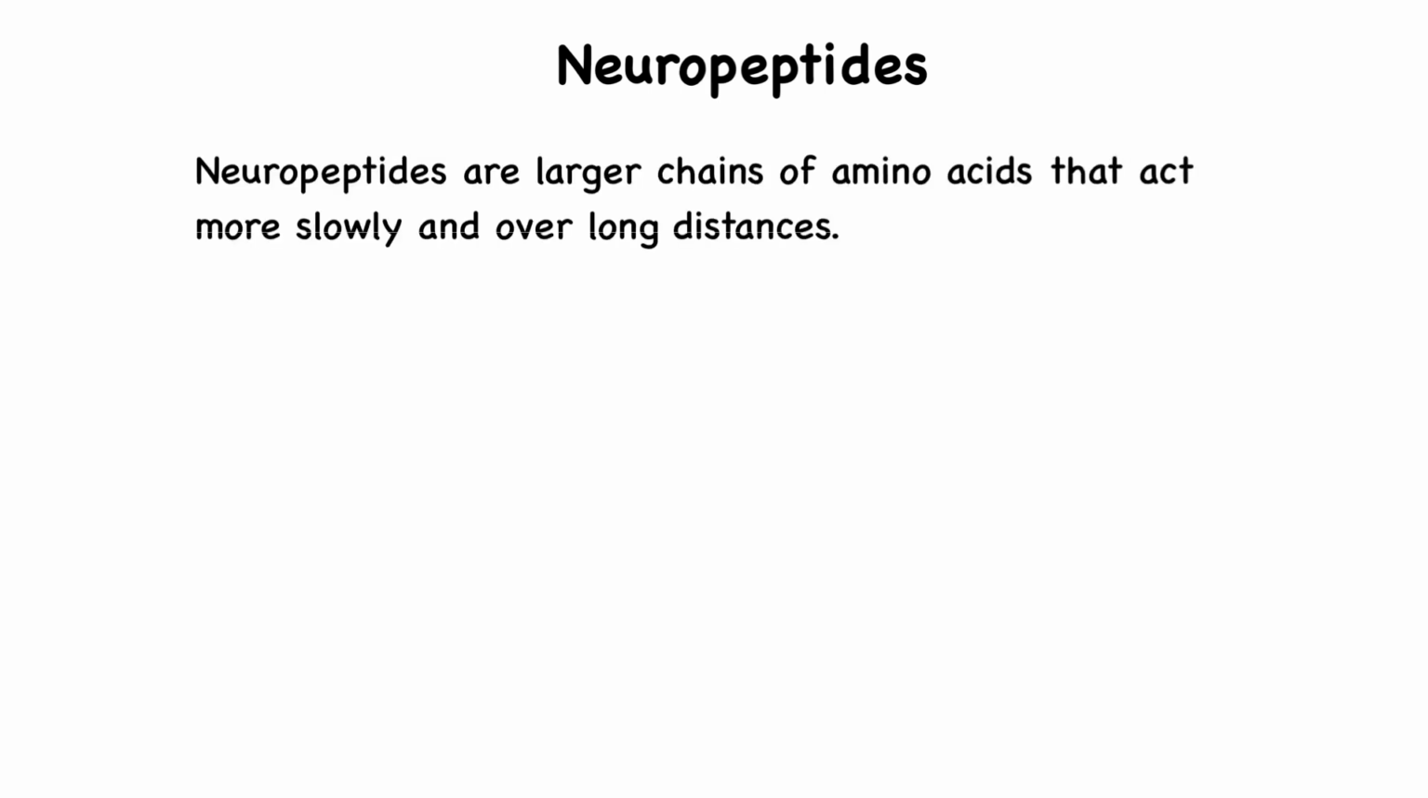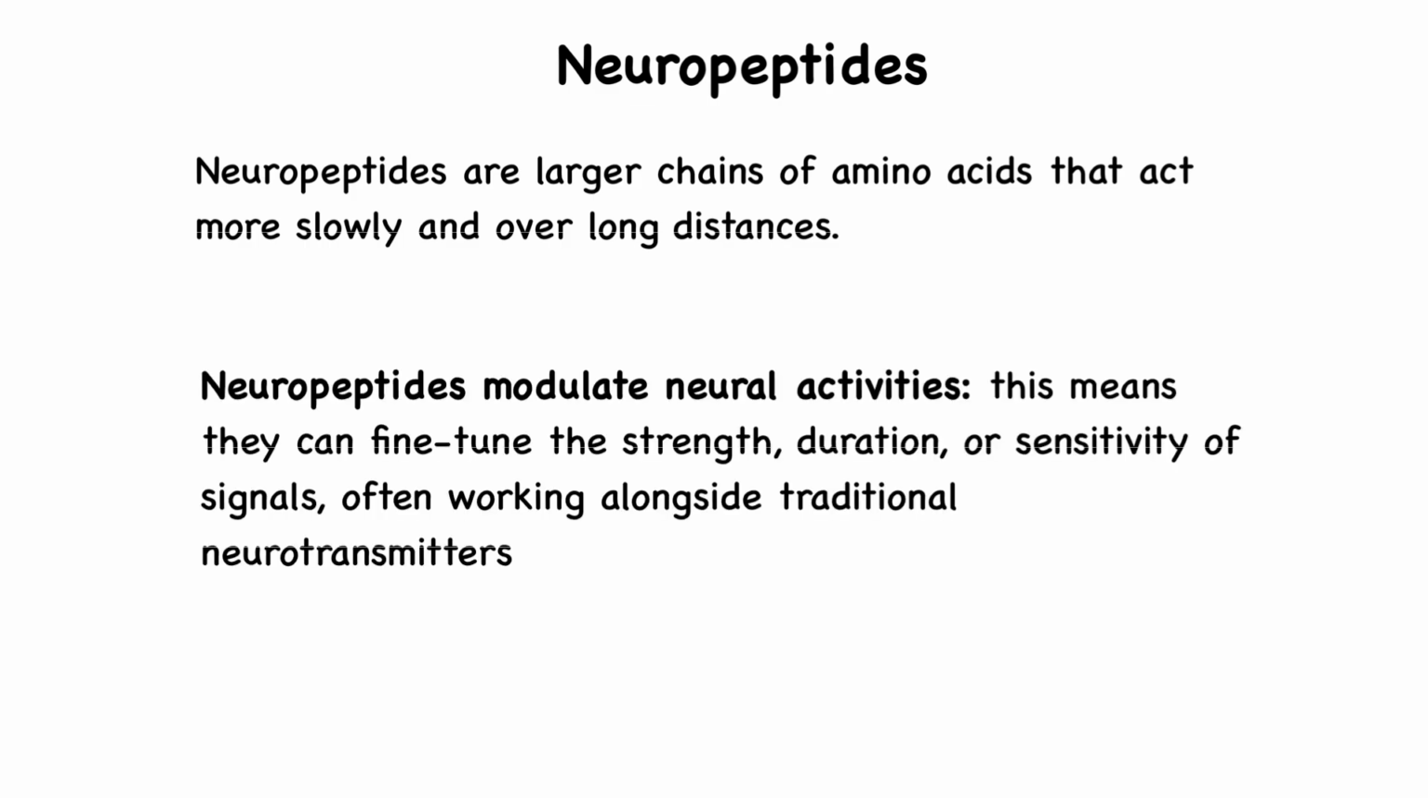Unlike classical neurotransmitters, which are usually small molecules that act quickly and locally, neuropeptides are larger chains of amino acids that often act more slowly and over long distances. They're made in the cell body of the neuron and then transported down the axon to vesicles in the synapse. Instead of simply turning the next neuron on or off, neuropeptides modulate neural activity. This means that they can fine-tune the strength, duration, or sensitivity of the signals, often working alongside those traditional neurotransmitters to shape how the nervous system responds.